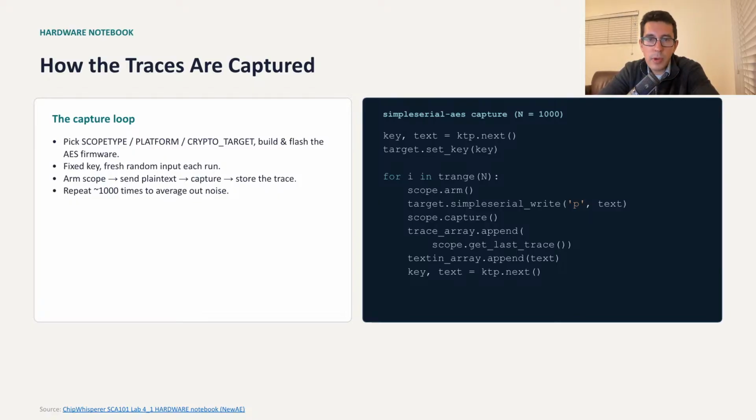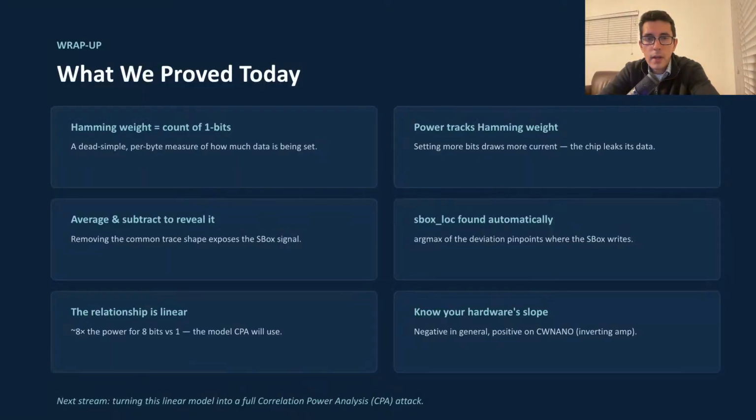Later in the main notebook, we use that information to compute S-box outputs, compute their Hamming weights, and link them back to specific points in the trace. And so we've gotten to the end of this presentation.